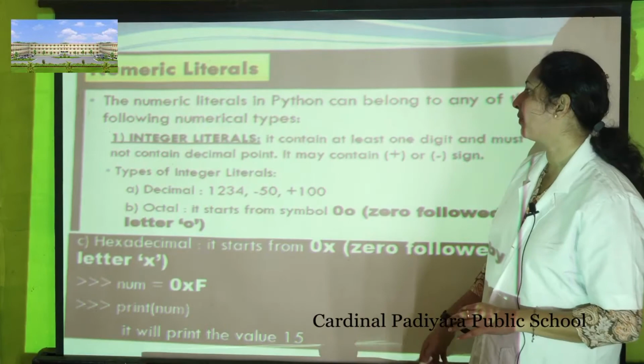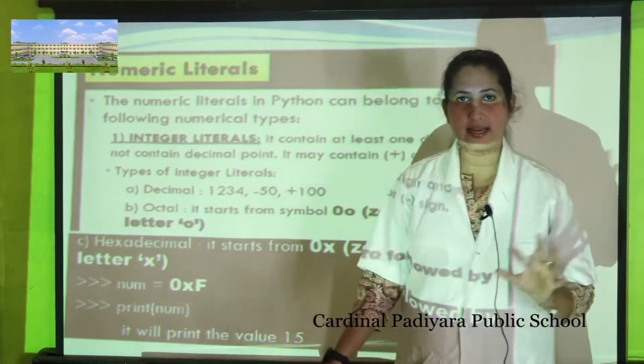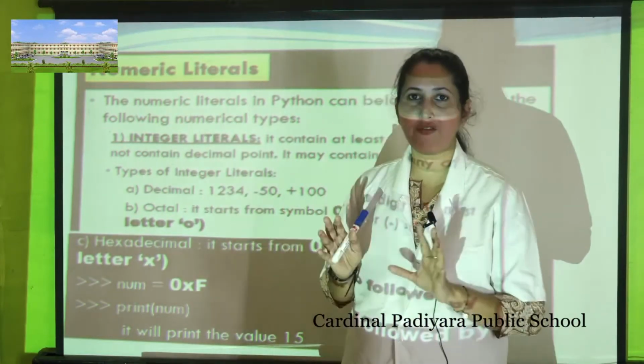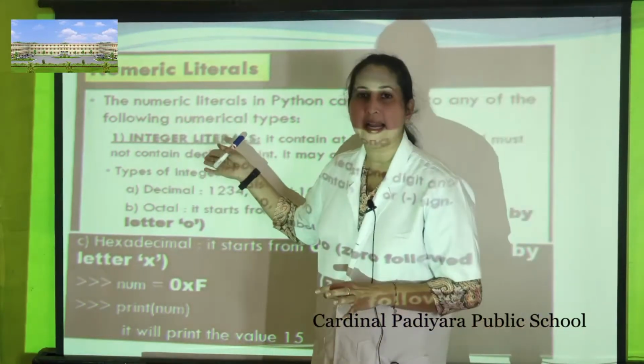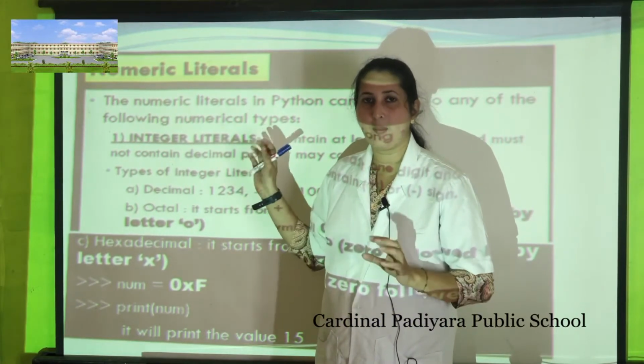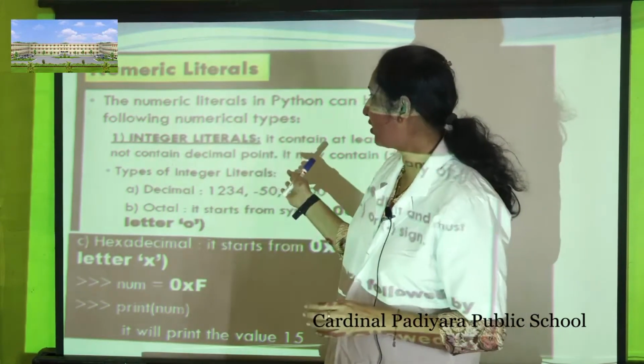First one: it contains at least 1 digit and does not contain a decimal point. That is termed as an integer. Integer means there are no decimal points. There is no fractional part in the case of an integer literal. It is a combination of digits, not considered a fractional part.